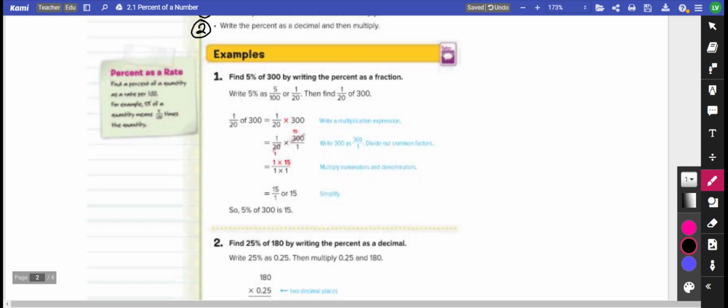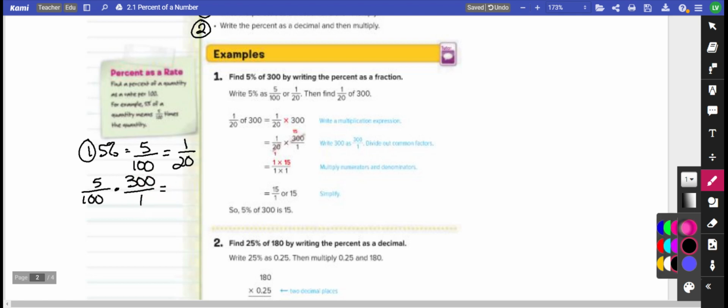Find 5% of 300 by writing the percent as a fraction. So we're going to write 5% as 5 hundredths. So to show the work, 5% is the same thing as 5 out of 100. So that's 5% out of 100%. You could reduce that down to 1/20th. So 5% of 300. So I'm going to take 5 hundredths times 300 divided by 1.